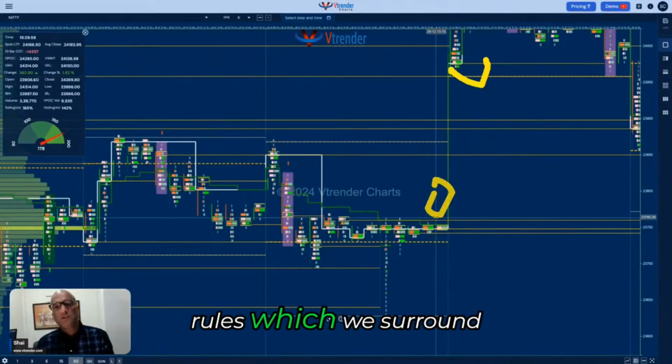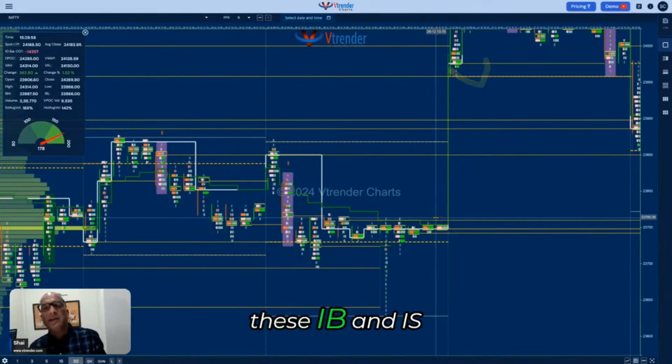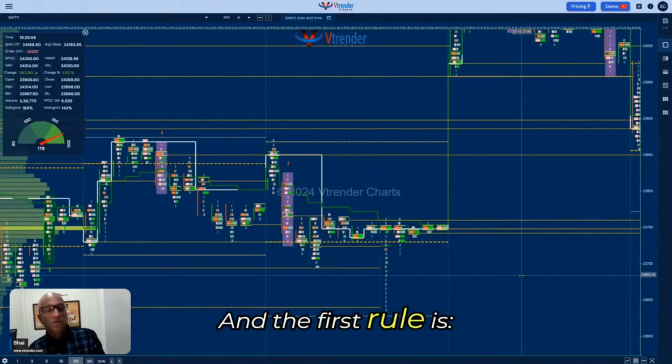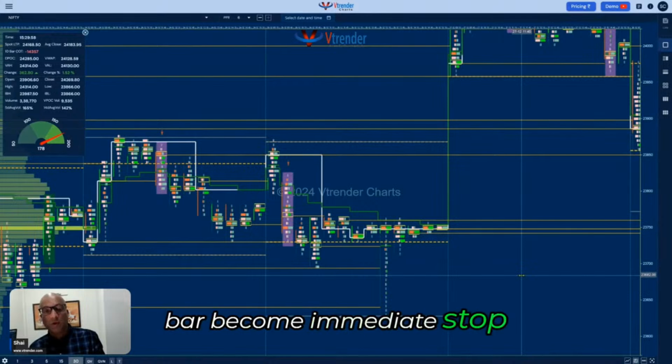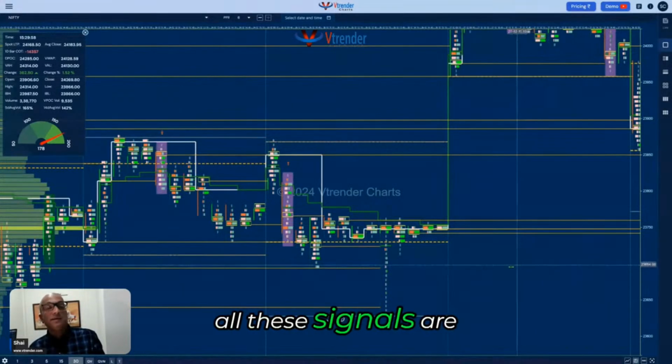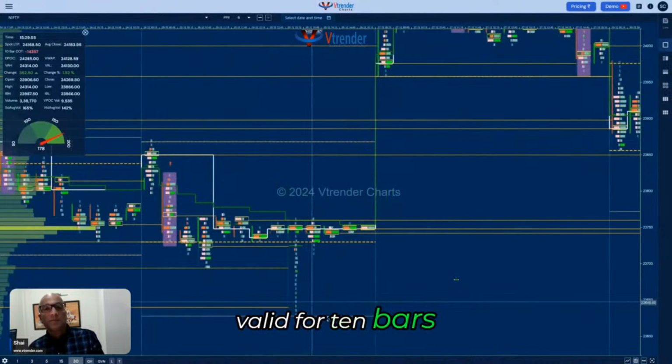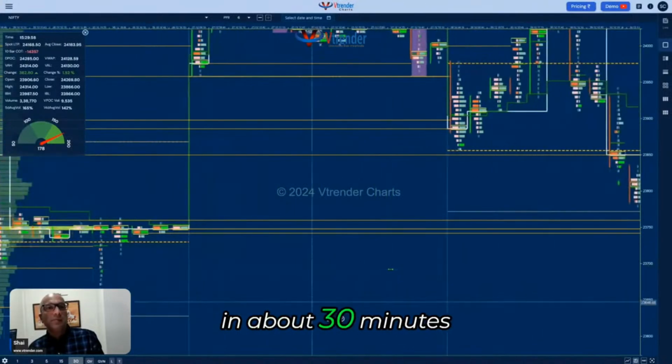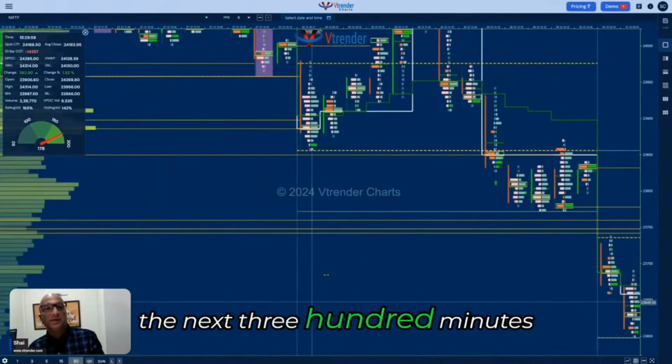So there are two rules which we surround these IB and IS signals with. The first rule is the high of the IS bar and the low of the IB bar become immediate stop losses with a small filter. The second rule is all these signals are valid for 10 bars. So if they came in on a 30-minute chart, they are valid for the next 300 minutes.